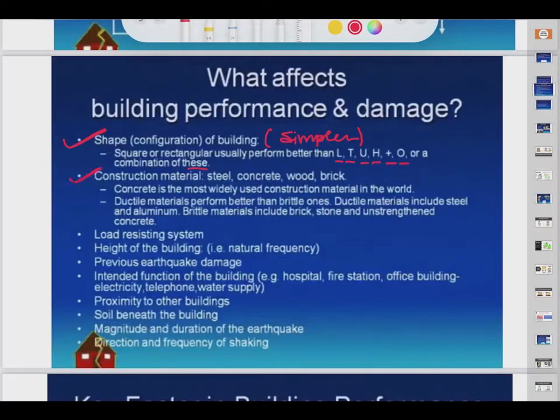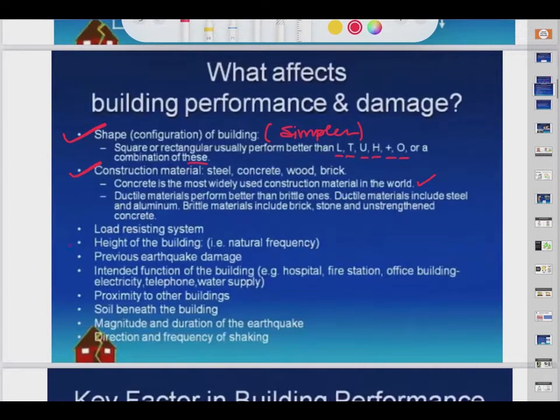Construction materials are steel, concrete, wood and brick. So we will discuss all the properties in the upcoming videos also. And concrete is the most widely used construction material, and the ductile materials perform better than the brittle ones. Okay, and ductile materials are what? Steel and aluminum. Brittle materials mean bricks, stones, or unreinforced concrete.